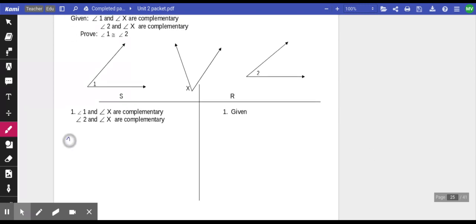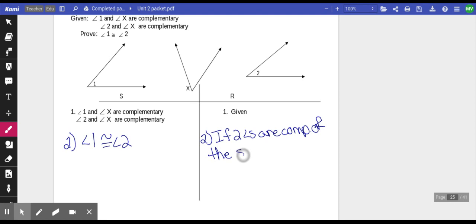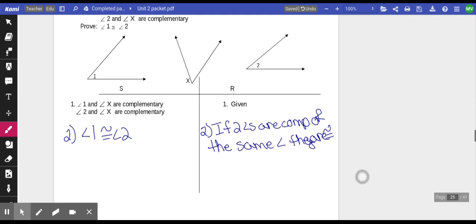So this proof really is just step number 2. It says angle 1 is congruent to angle 2, and our reason is if two angles are complements of the same angle, they are congruent. And I'm done. That shows us this theorem makes it a lot easier, because before we would have had to say angle 1 plus angle x equals 90, angle 2 plus x equals 90, substitution, subtraction, and now we can go straight there.